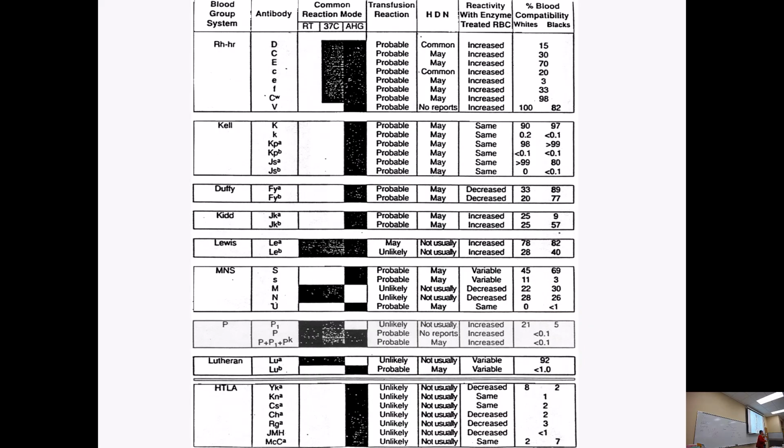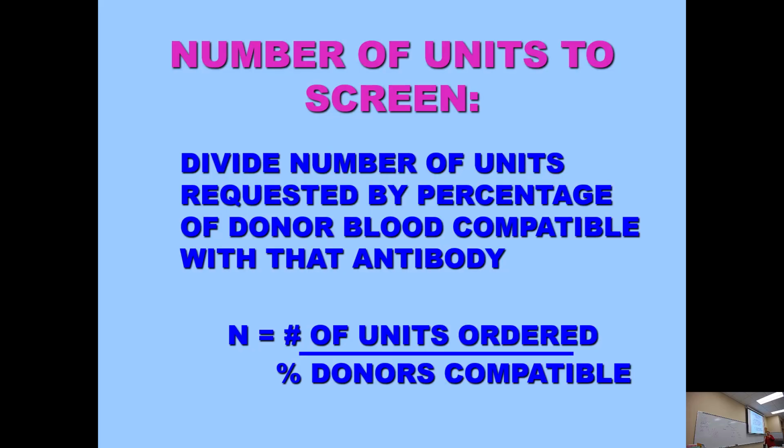Do not worry, you can't see this back there. This is kind of what the chart is going to look like in the lab though. It's all the major blood groups, and then the percent compatibility for all the different groups. You can look this up in the lab when we get to that point. So to determine how many units we're going to screen, you take the number of units requested and divide it by the percent compatibility. That's going to give us our N. It's a pretty simple piece of math.